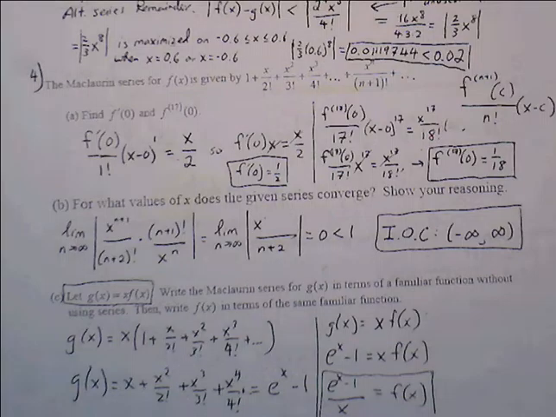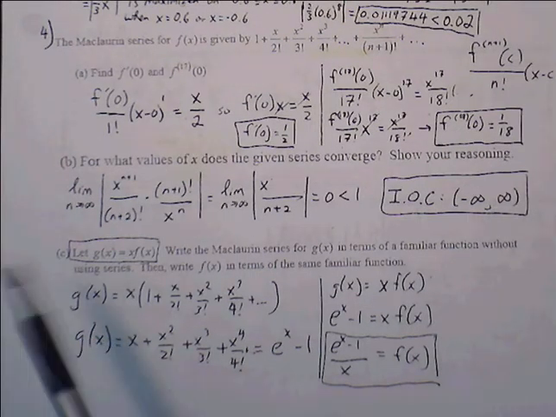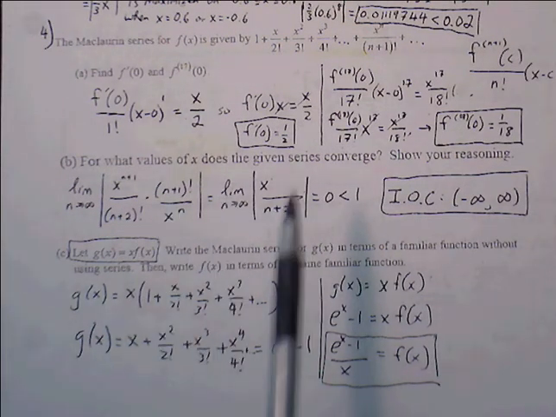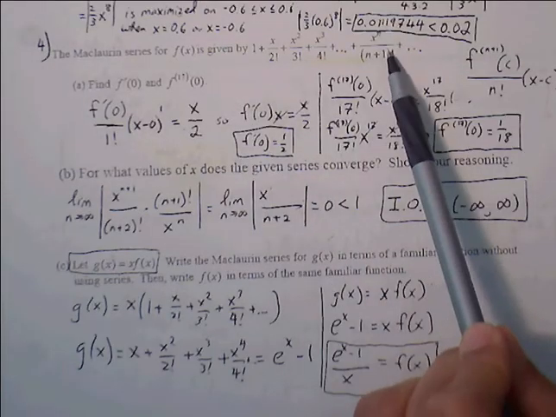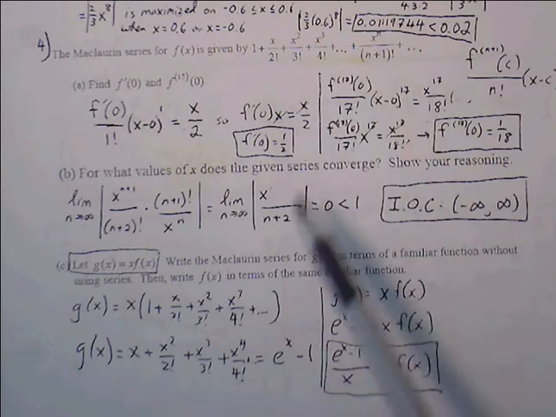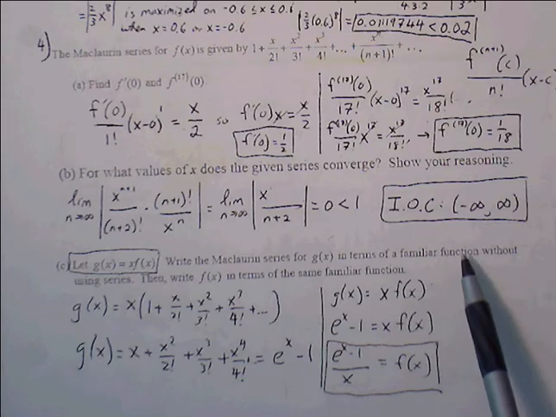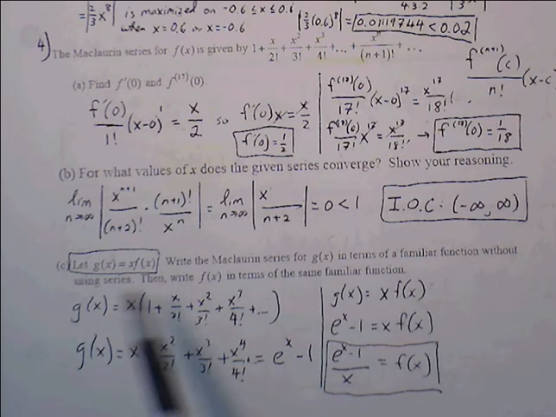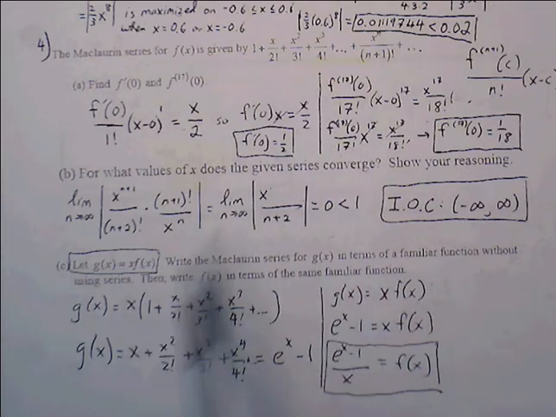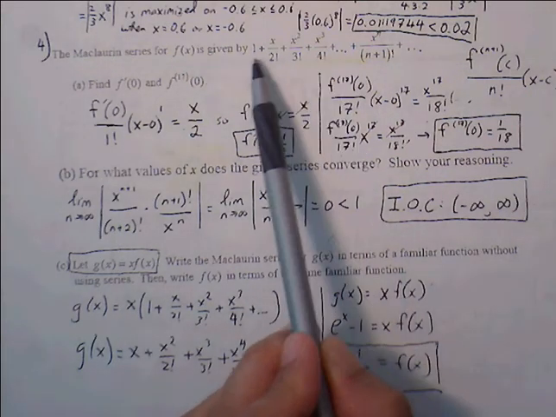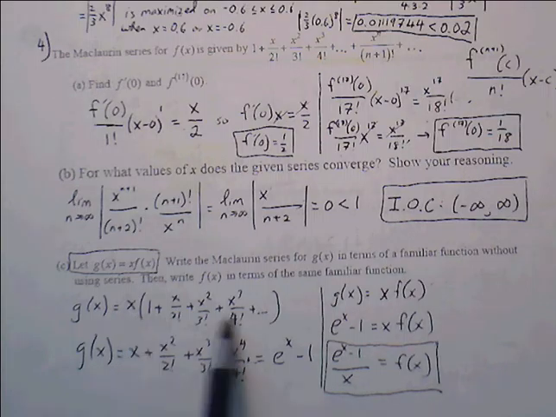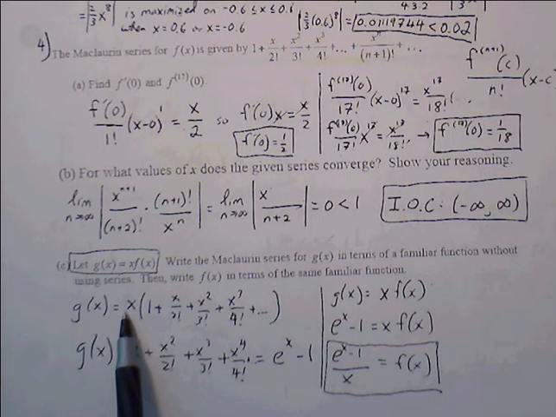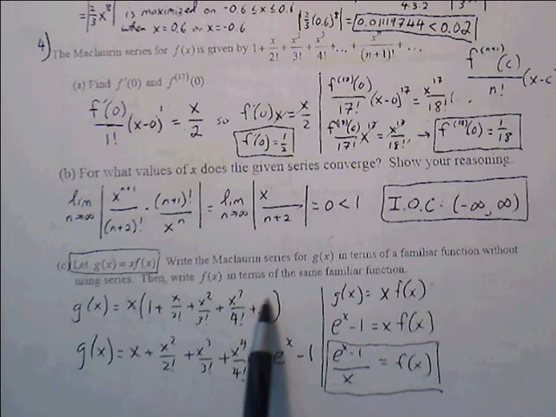Okay, part C. Let g of x be x times f of x. So here we have f of x, the first 4 terms here. Write the Maclaurin series in terms of a familiar function, a function that we can recognize without using series. So g of x will be x times f of x. Here are the first few terms of f of x with the x out in front. If I distribute through, let's see if we can recognize the series.